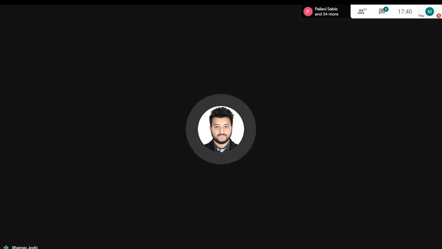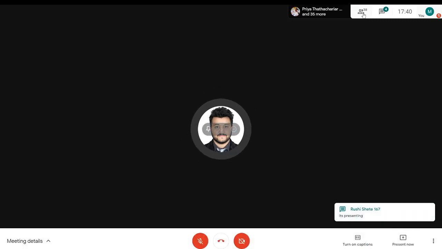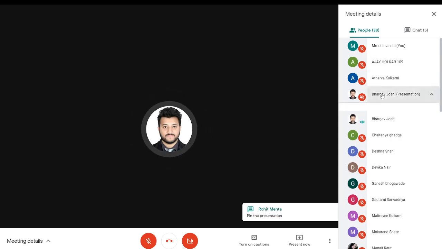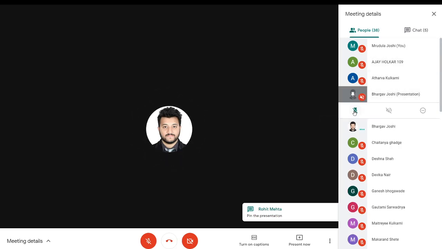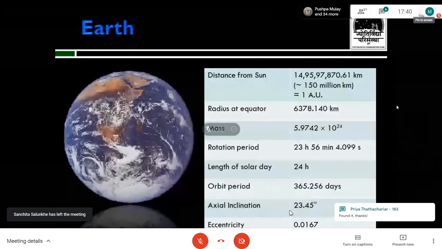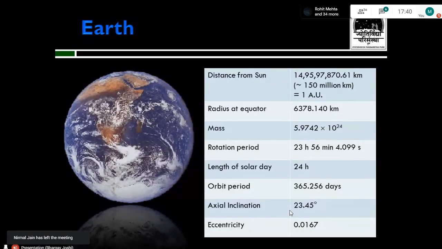So now the important thing here is the rotation period, the length of solar day, and especially the axial inclination. You must be knowing that the Earth is not exactly straight. It is inclined by an angle of 23.45 degrees, or roughly 23.5 degrees. So it is not exactly straight, it is inclined slightly outwards. That is called the axial inclination. So take a look at these parameters, and we are going to relate them to the other planets in our solar system as they come by.